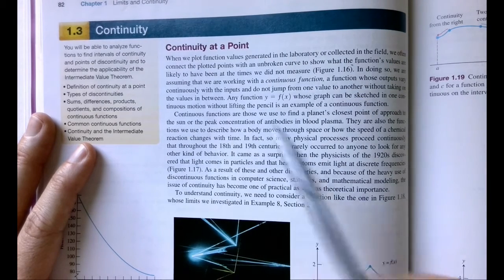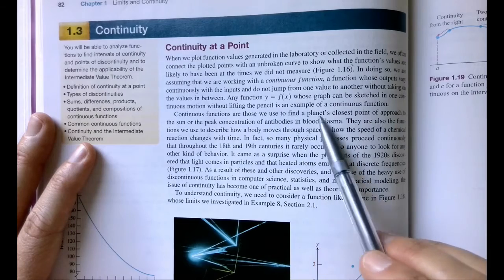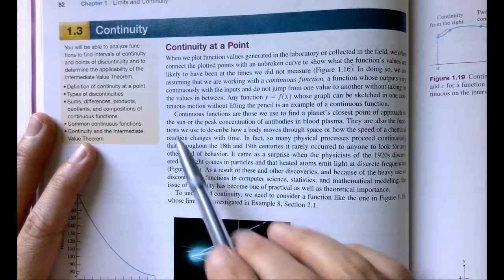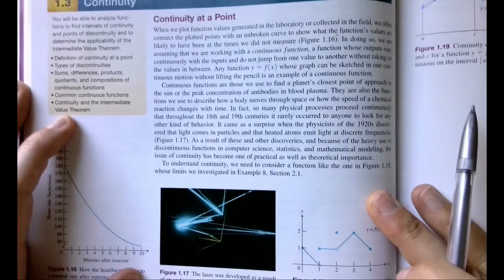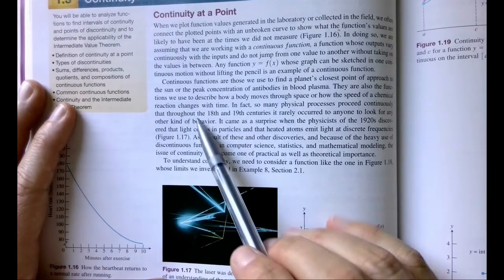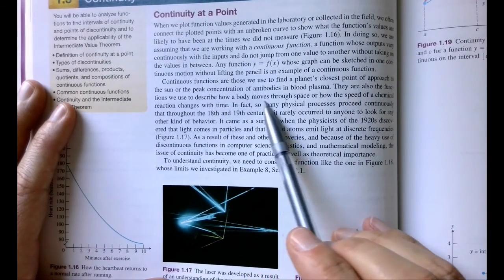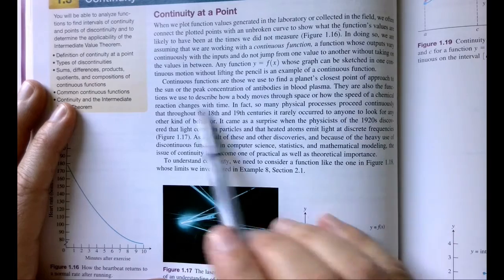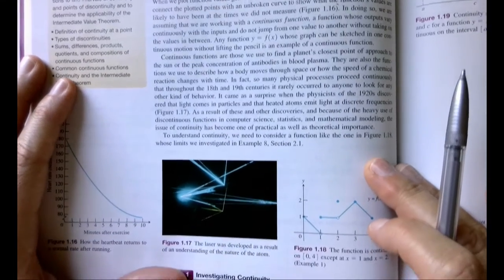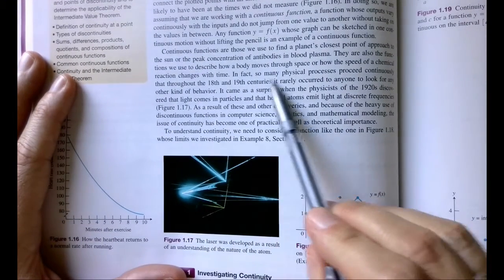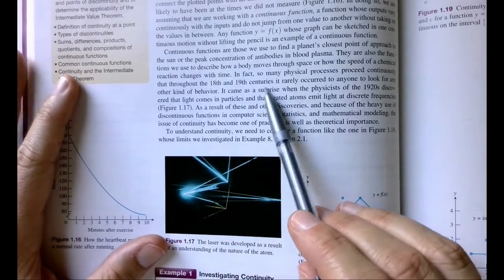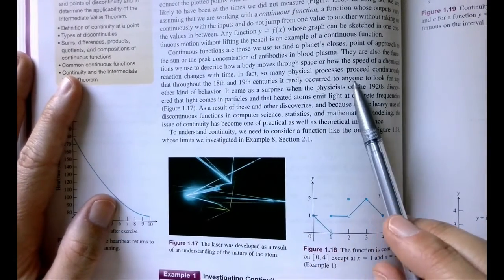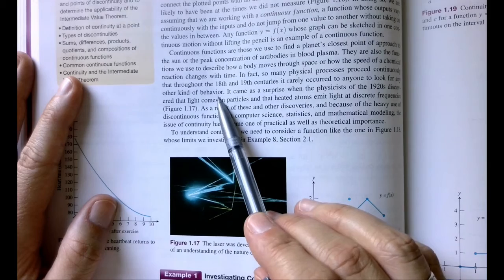Continuous functions are those we use to find a planet's closest point of approach to the sun or the peak concentration of antibodies in blood plasma. They're also the functions we use to describe how a body moves through space or how the speed of a chemical reaction changes with time. In fact, so many physical processes proceed continuously that throughout the 18th and 19th centuries, it rarely occurred to anyone to look for any other kind of behavior.